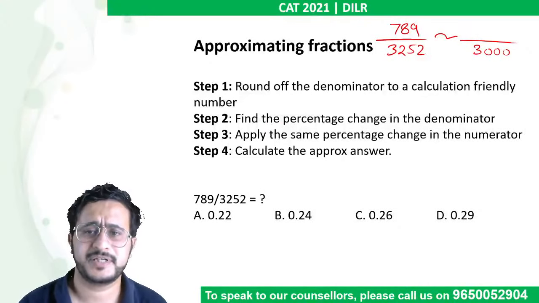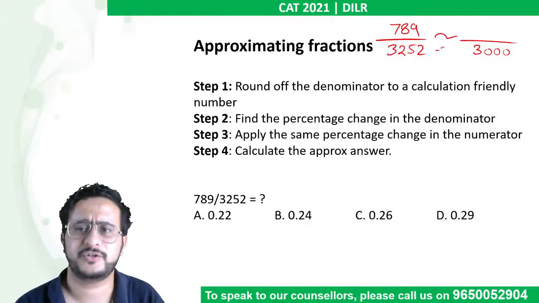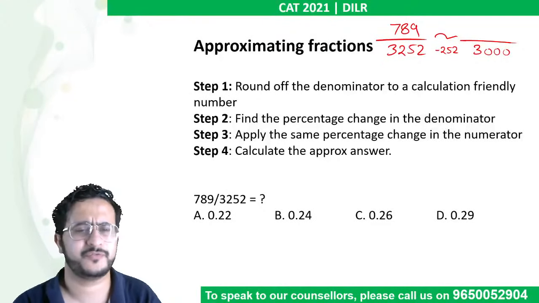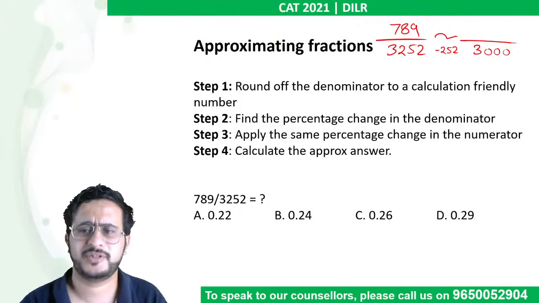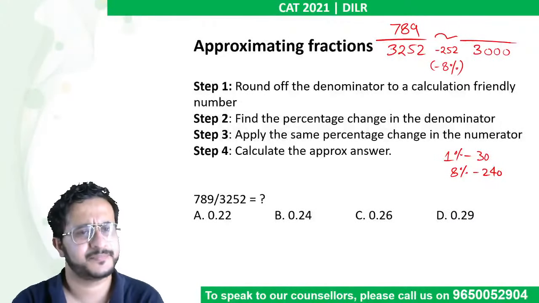Then how to scale down? You have to find the percentage change in the denominator. So what is the change in the denominator? You subtracted 252 from it. Now see how much percent 252 is of this number. For 30 is 1%, so 1% is 30, 8% is 240. This number is slightly more than 3000, so you can say roughly 8%.